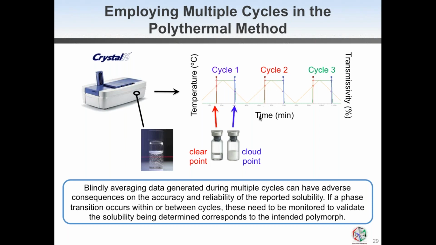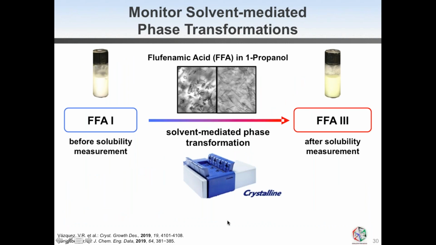And here, for instance, the Crystalline system enables us to monitor in situ polymorphic phase transformation, so-called solvent-mediated phase transformation, through its camera features. What we see here in this example is flufenamic acid in 1-propanol, and at a particular temperature range, flufenamic acid form 1, these whitish crystals, is actually metastable under these conditions and has a higher solubility than the stable form, form 3, which leads to partial dissolution of this form and to supersaturation of the stable form, form 3, which are these yellow type crystals, and leads then over time to a complete transformation from this compact type crystals to this needle shaped type crystals.